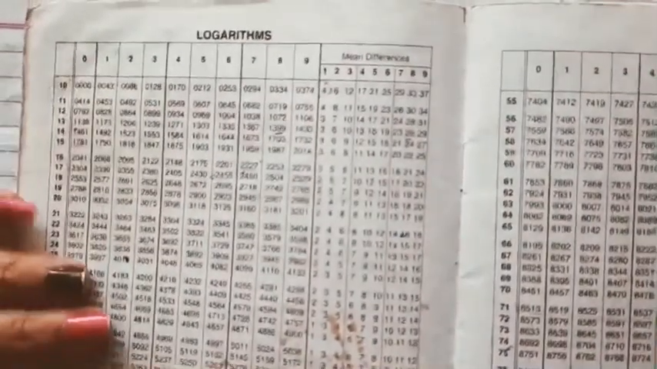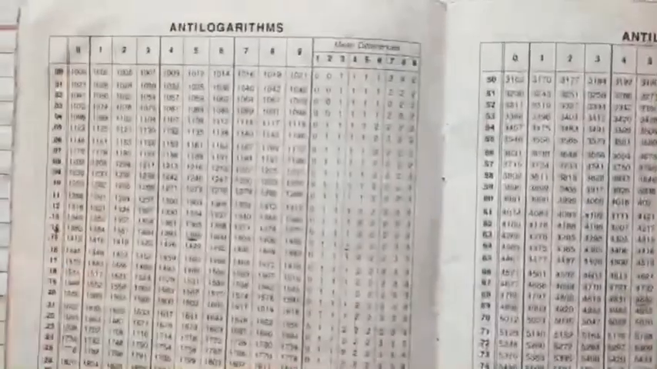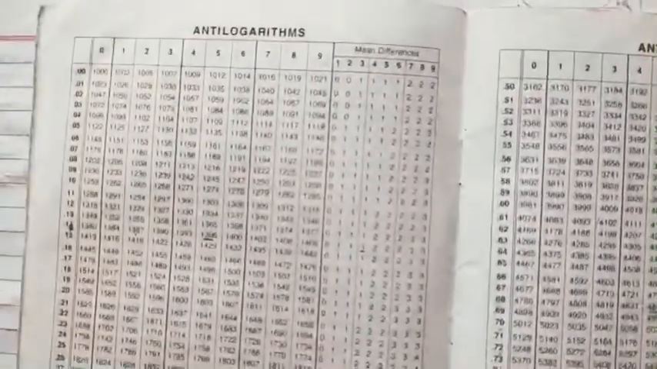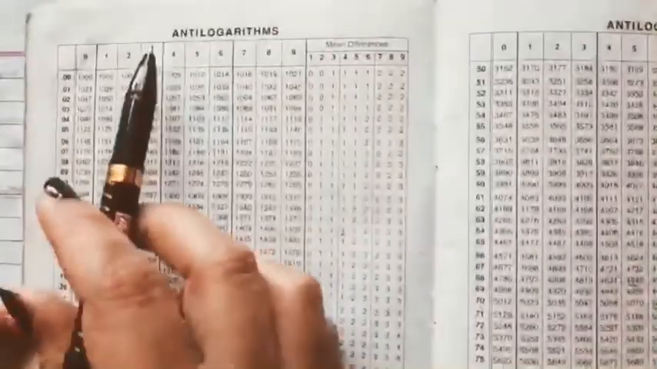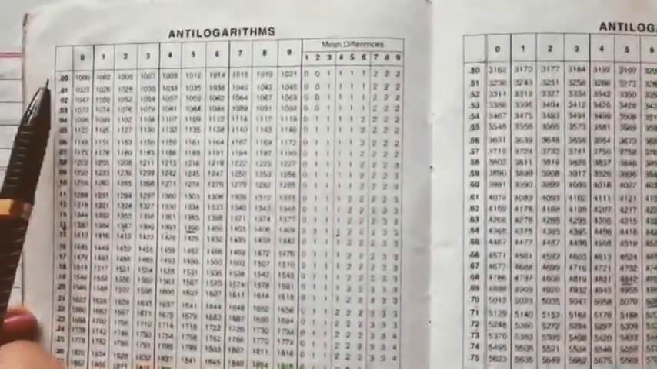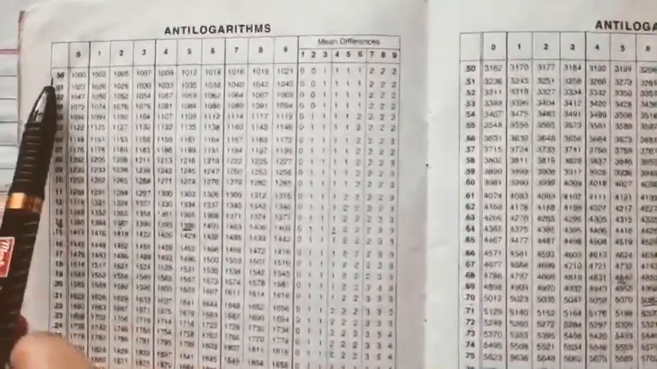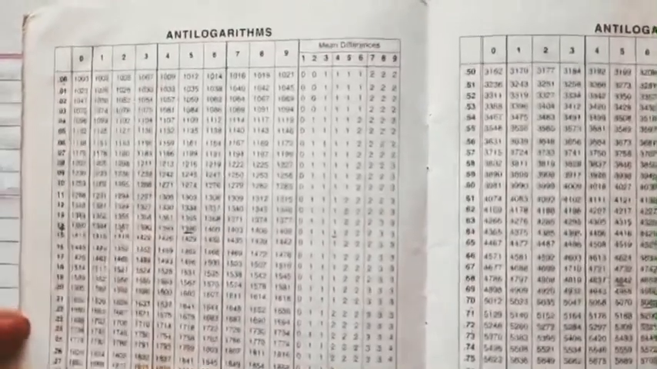Whenever we use logarithm, we should also know how to use anti-logs. Log and anti-log go hand in hand. First we need to find the log, and then the final result we get by using anti-log. Anti-log starts from 0.00 and goes to 0.99. So whenever we have this decimal point, remember it is anti-log, and whenever it is a normal number, it is log.